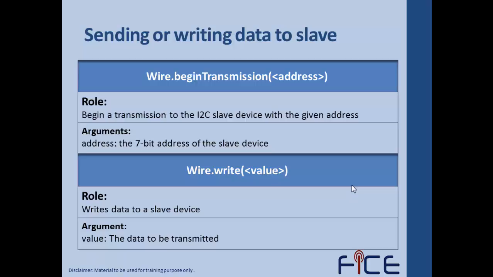The master I2C bus will begin the transmission to that particular slave address, and once it has chosen the address of that particular slave device, it has to transfer the values it wants to write onto that slave device. For that the function is Wire.write, and the argument it takes is value, which depends upon the data the master wants to write onto the slave device.